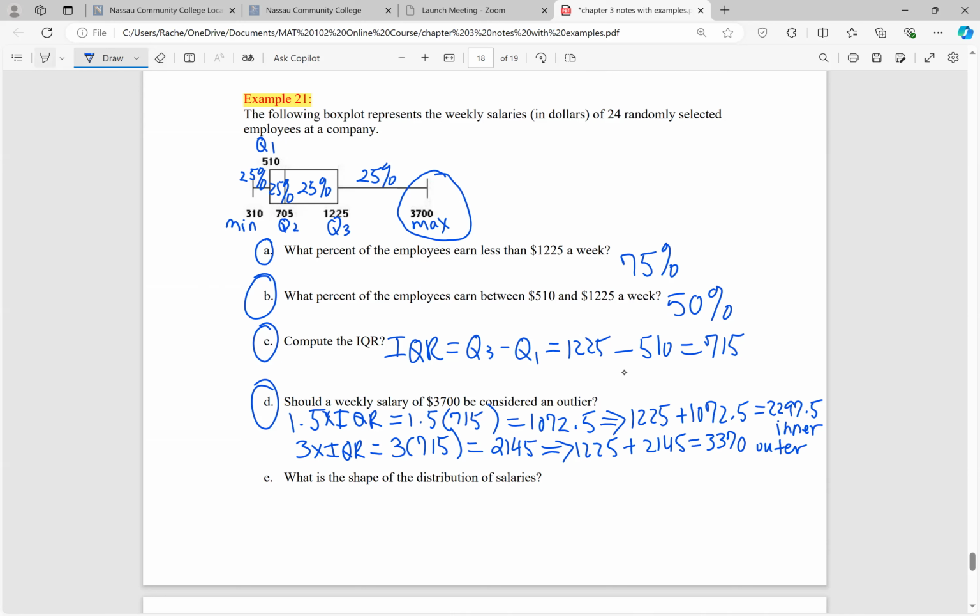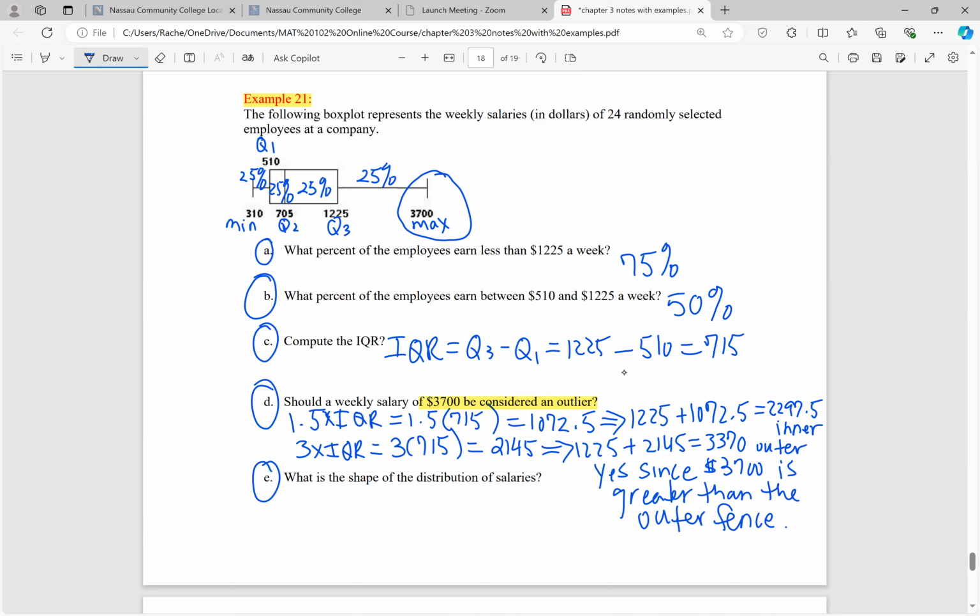So the question is, should 3,700 be considered an outlier? Now, 3,700 falls beyond 3,370. It's bigger than that outer fence. So we're going to consider it an outlier. So yes, since 3,700 is greater than the outer fence, the value of the outer fence, right?